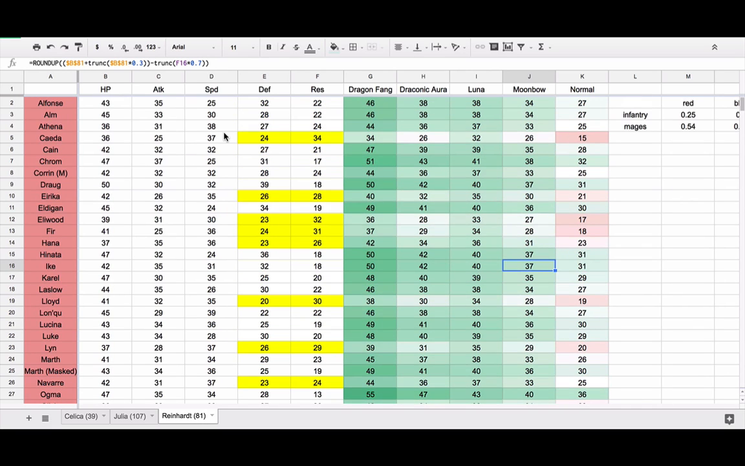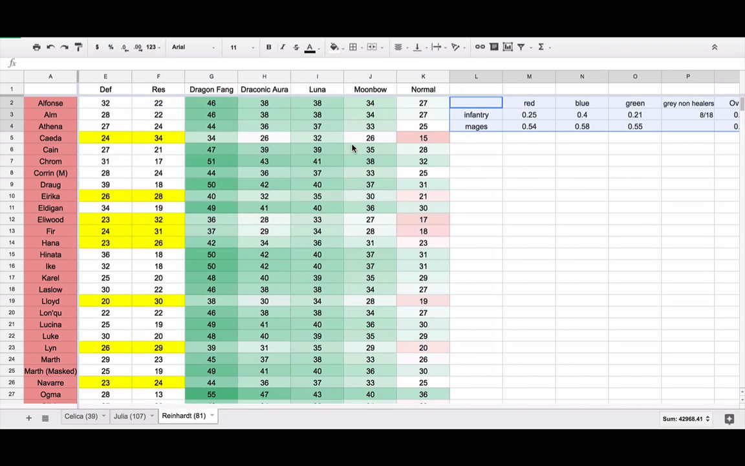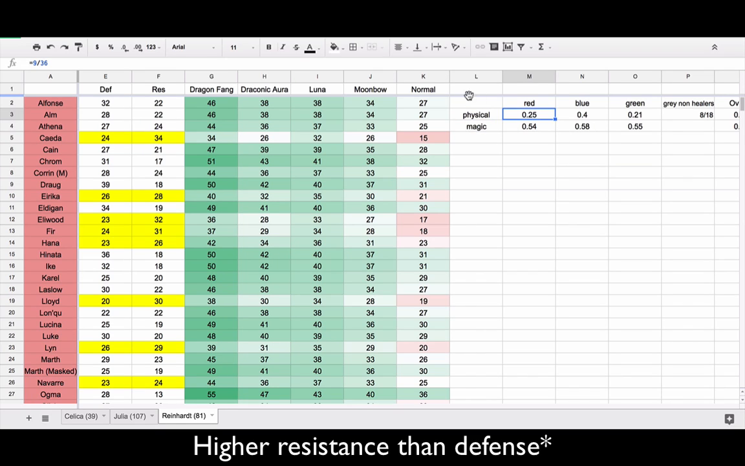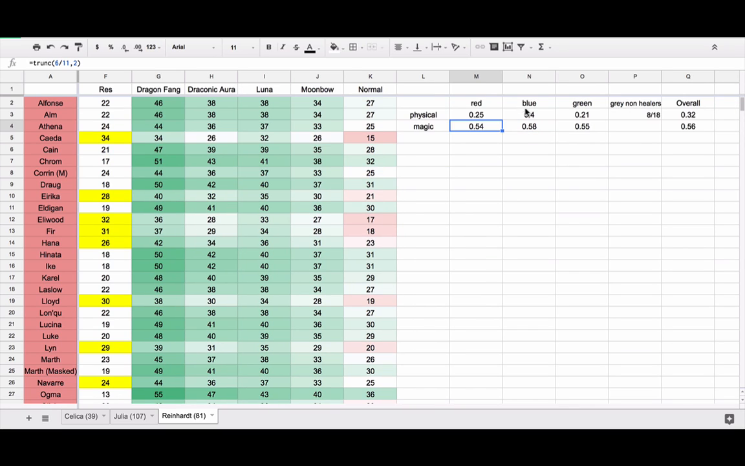Now that we've gone to a different part of the spreadsheet, I have totaled these numbers over here. A quarter of the red infantry physical units have higher resistance than defense. About half of the magic units, Manicheets and mages, have higher resistance than defense. For the blue units, about 40% of them have higher.